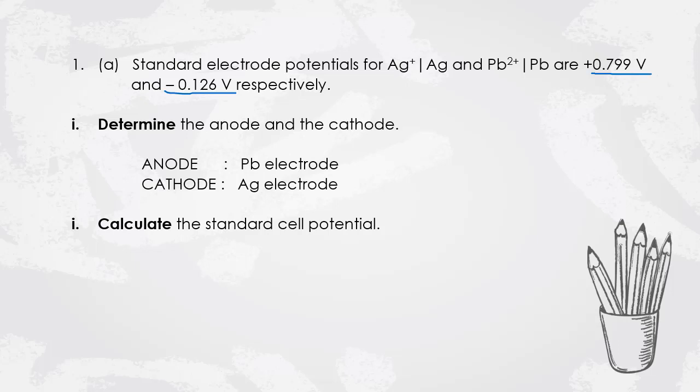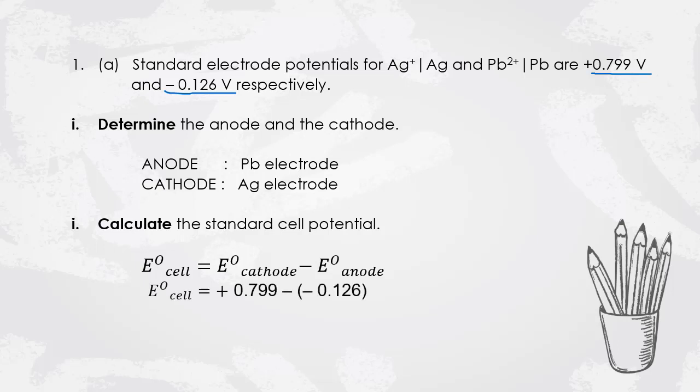Next, we have to calculate the standard cell potential. So standard cell potential is basically E naught cell. We have the formula E naught cell equal to E naught cathode minus E naught anode. Since we've already determined that silver will become the cathode and lead will become the anode, we're going to have positive 0.799 volt minus, and you must put the bracket together with the negative 0.126 volt. And lastly, your cell potential is going to be positive 0.925 volts. So if they have a more positive value, it means they're going to have a spontaneous reaction.